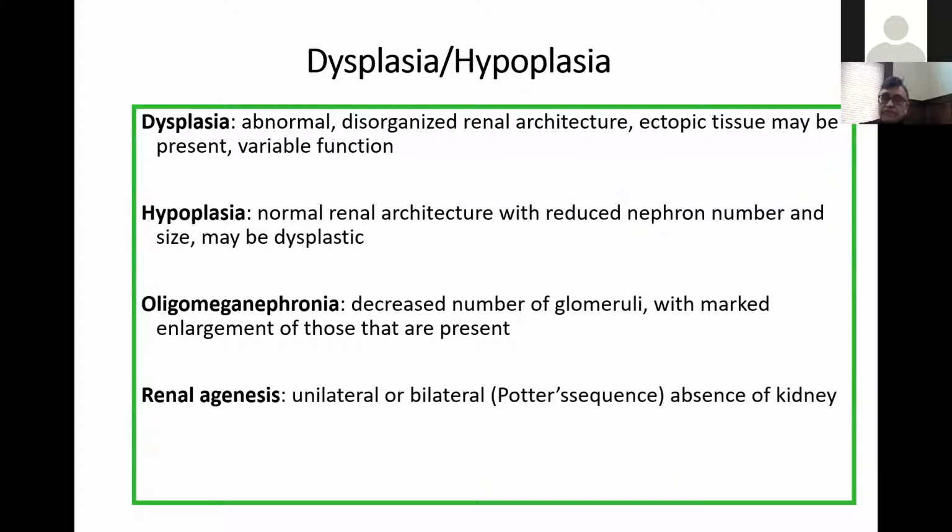What is the difference between dysplasia, hypoplasia, oligomeganephronia, and renal agenesis? Dysplasia is abnormal, disorganized renal architecture. If you look at hypoplasia, they have normal renal architecture with reduced nephron number and size, and may be dysplastic. There are conditions which we have seen, oligomeganephronia, which is a decreased number of glomeruli with marked enlargement of those that are present.